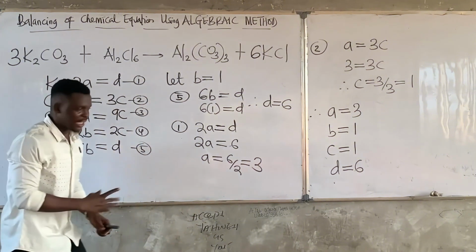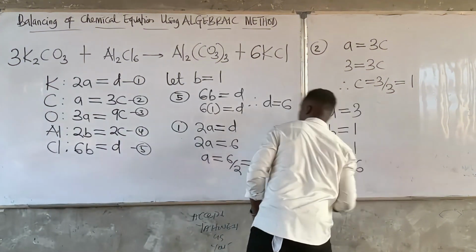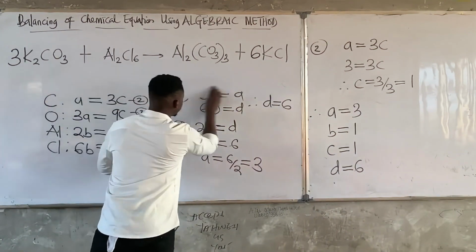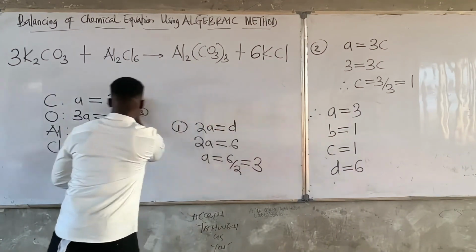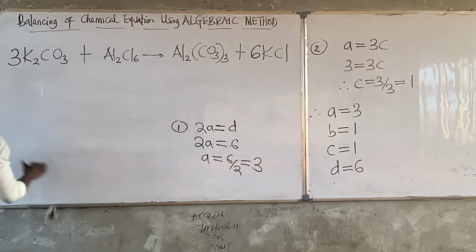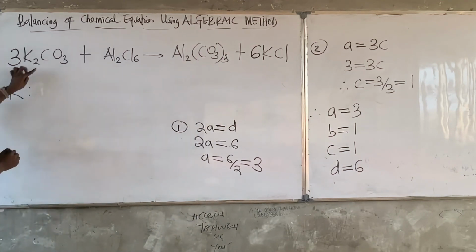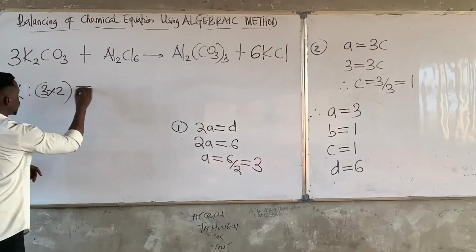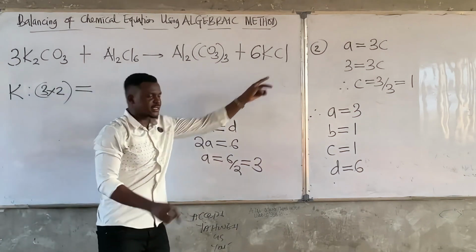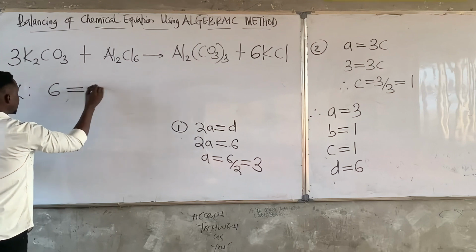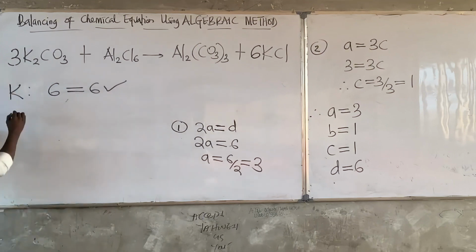Let's check it out so that you realize that the equation is balanced. For potassium, 2 times 3 is 6, and on the right hand side, 3 times 2 is 6. So we have 6 on the left, 6 on the right, and potassium is balanced.